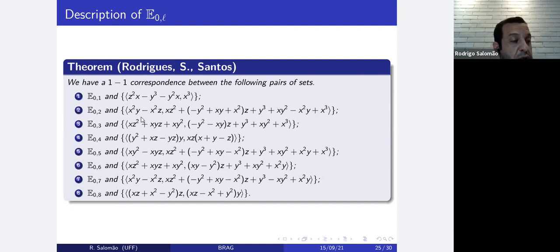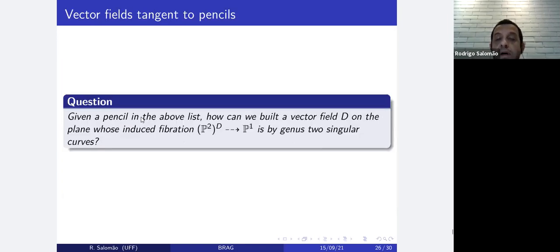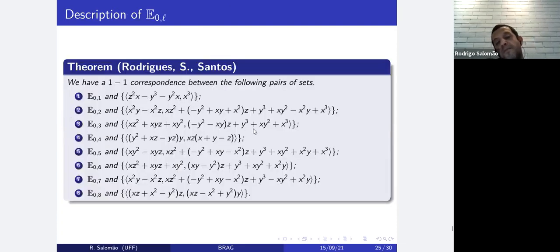So to finish, I would like to remember that we have a vector field here in Shimada's process, and we ask how to build the vector fields on the projective plane such that the induced fibration here is a fibration by genus 2 singular curves. And this for each choice of pencil like in this list.